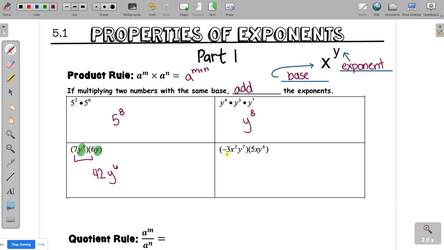Our last one here, multiply your coefficients. Negative 3 times 5 gives you a negative 15. And then we can combine. We have x squared and x. So 2 plus that invisible 1. 2 plus 1 is 3, so we have x to the 3rd. Then we have y's. y to the 7th times y to the 6th. So keep the base of y. 7 plus 6 is 13.